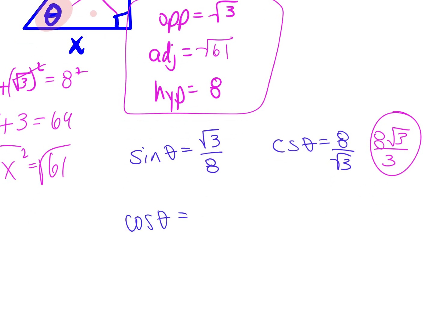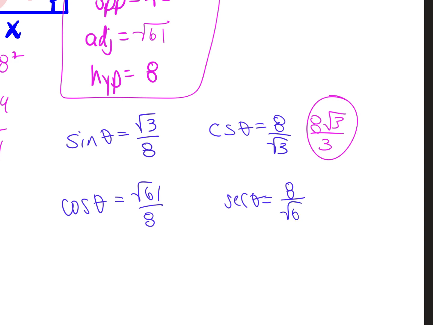Cosine of theta is going to be our adjacent, square root of 61, over hypotenuse. And then our secant is going to be 8 over square root of 61. Yes for Webasine, no for me. So 8 square root of 61 over 61.